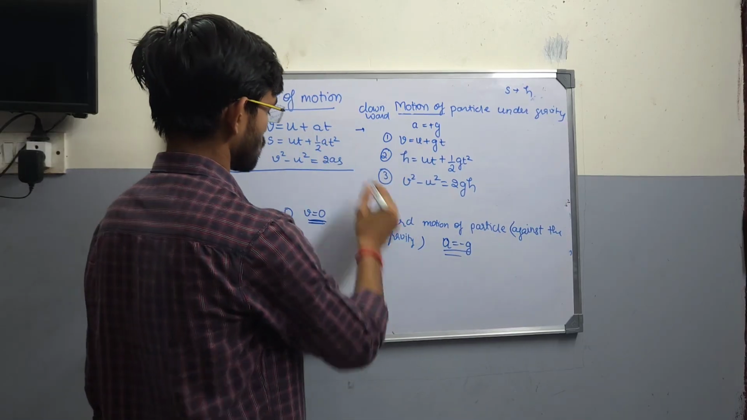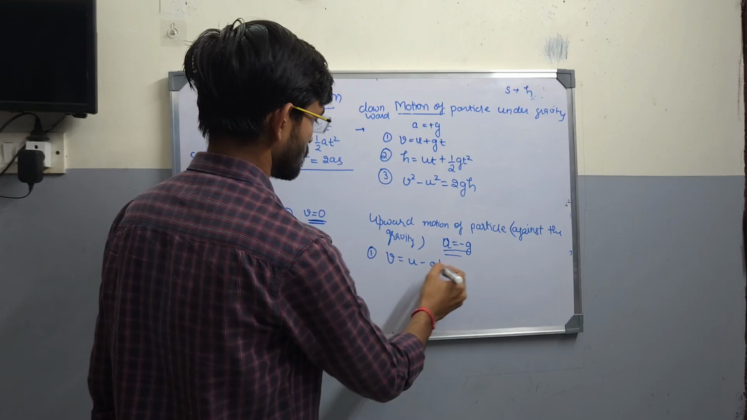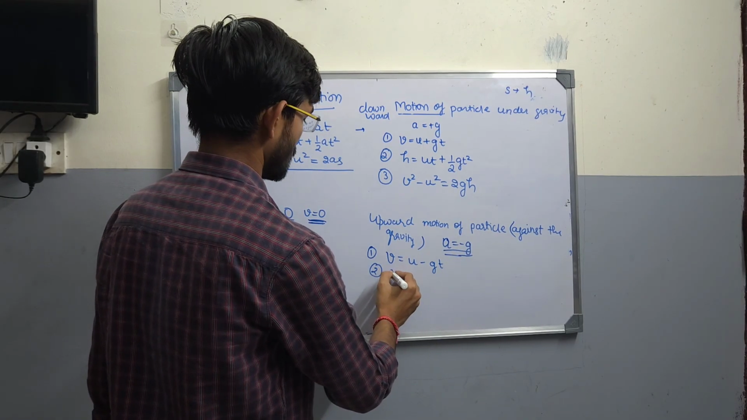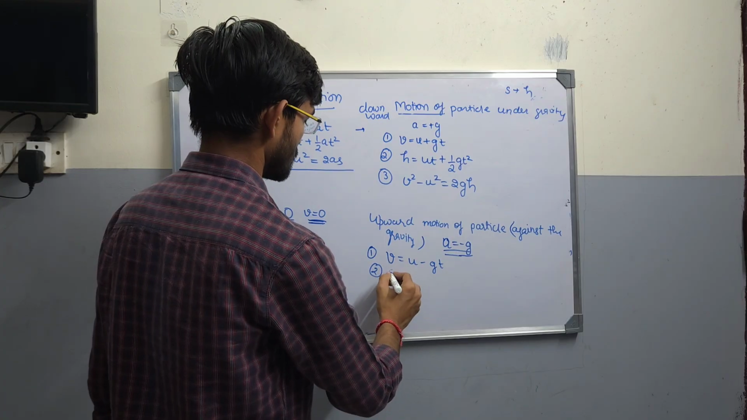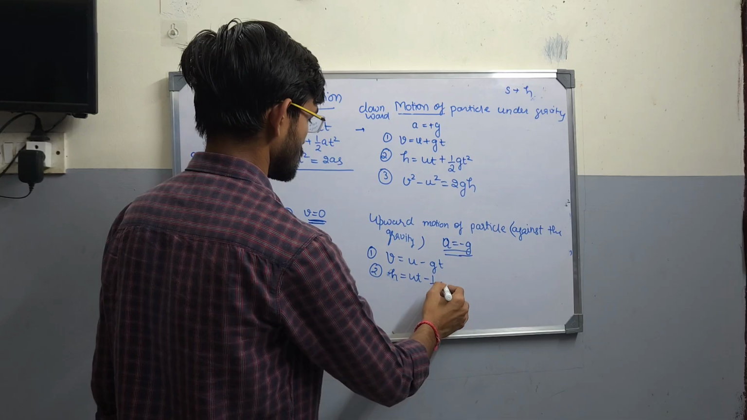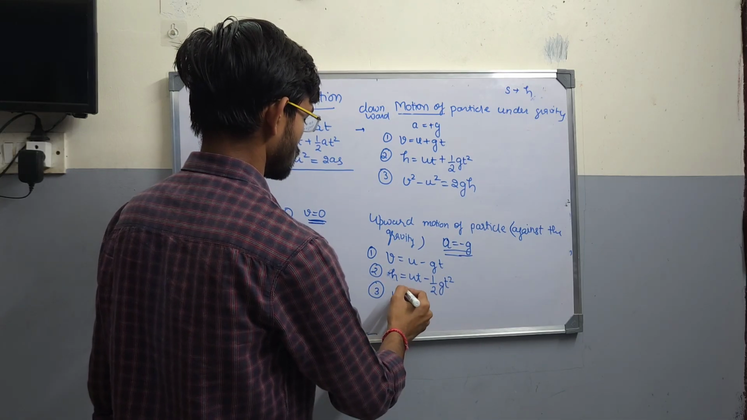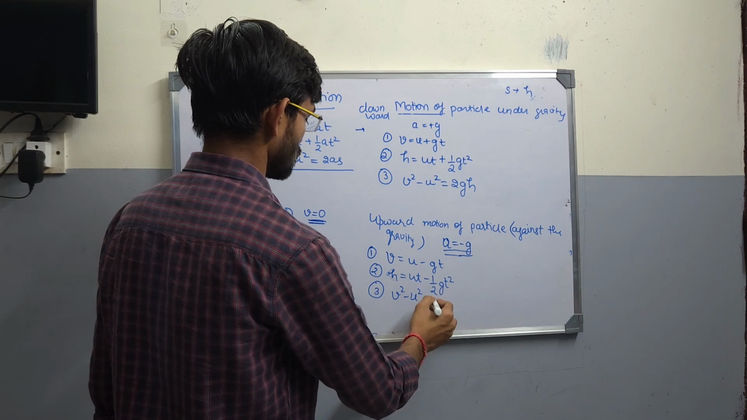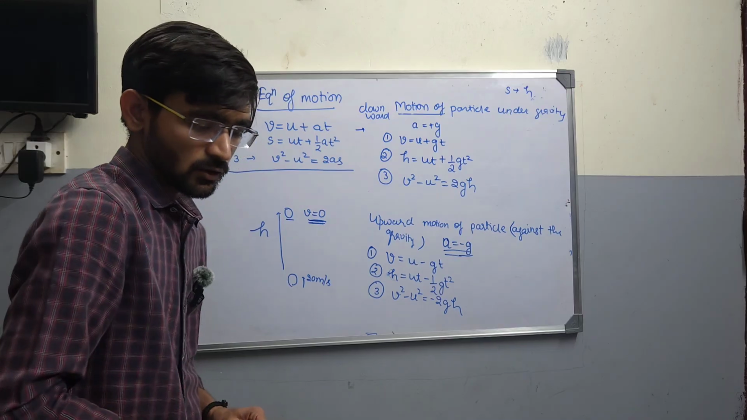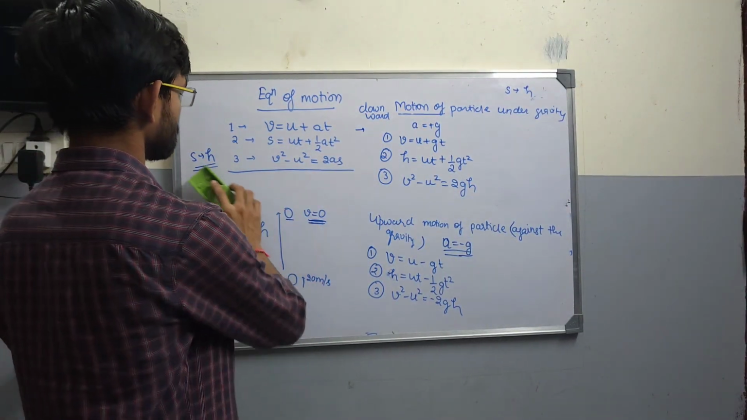So I can write the first equation of motion as v equals u minus gt, and the second, not s, I can write as h equals ut minus half gt square, and the third equation will be v square minus u square equals minus 2gh. Now we will take some numerical problems on this topic.